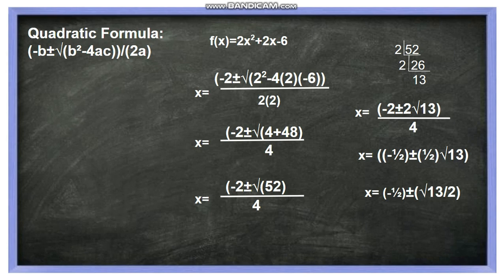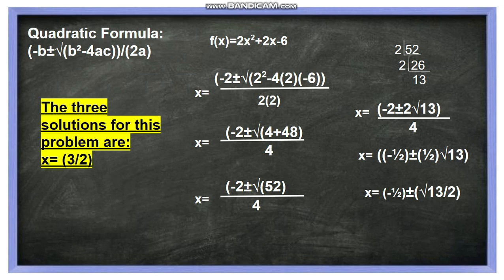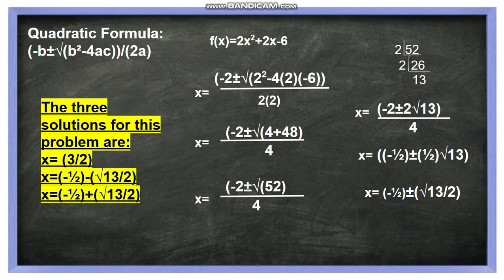Now, for our zeros of the function, we have this 3/2 from up here, negative 1/2 plus radical 13 over 2, and negative 1/2 minus radical 13 over 2. Those are our 3 zeros. We have 3 zeros, which matches up there, and therefore we have solved this equation.